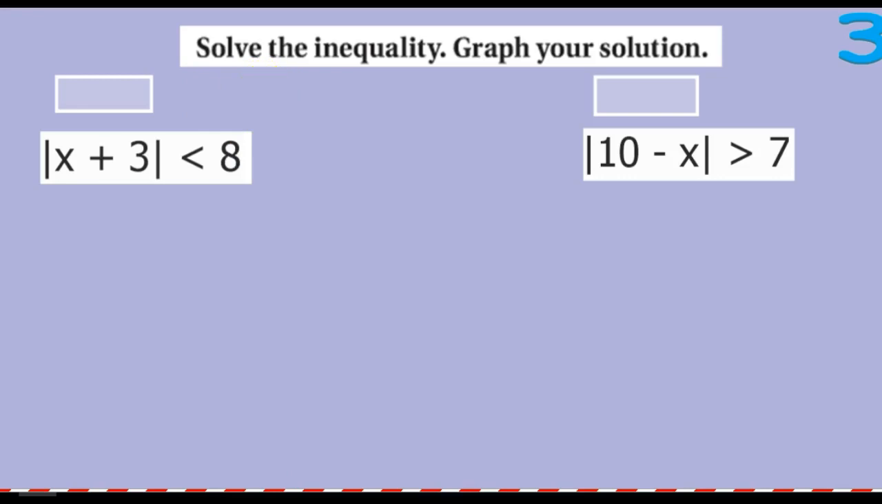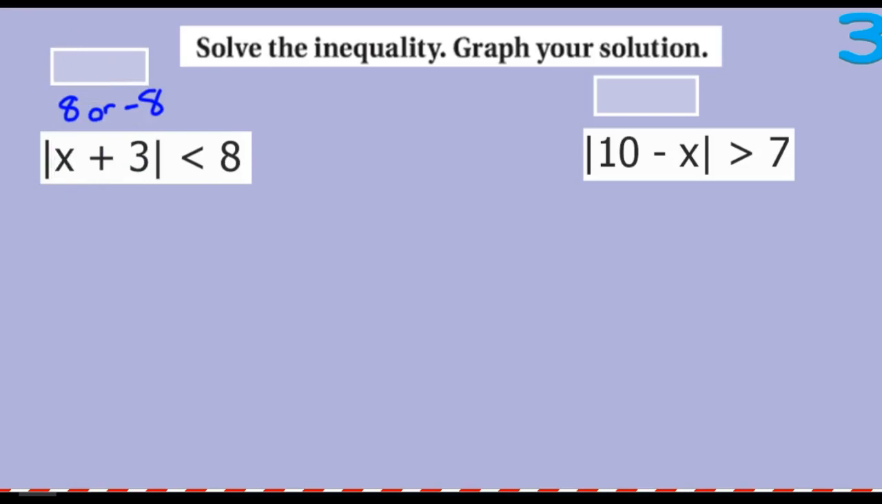Alright, here we need to solve these. Now, just like in our absolute value equations, we can think of this as like a shower. The absolute value means that inside our shower, something has to equal 8. There's two things that can equal 8. They could be 8 or negative 8, because our absolute value would give us 8 for both of those solutions.